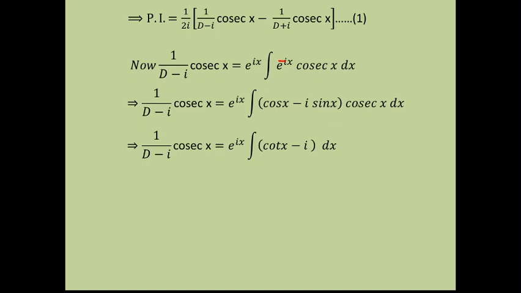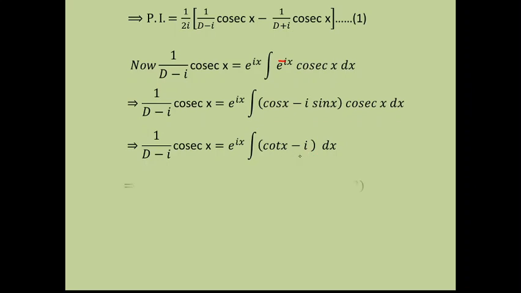Now next, cosec x is nothing but 1 by sin x. So multiplying each term of the bracket with this 1 by sin x, what will we have? We will have cos x upon sin x, which is nothing but cot x. And then sin x will get cancelled, so we are left with minus i only. In this way, the simplification is done.